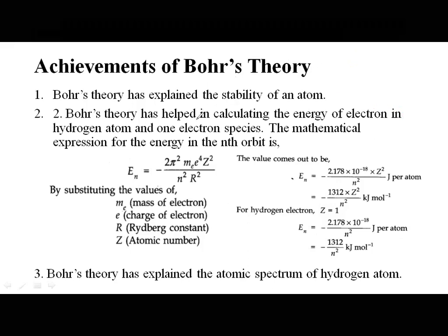So such species, such ions, are called hydrogen-like ions. And Bohr's theory was successful in explaining hydrogen-like ions also. The mathematical expression for energy was derived, and even for velocity and all. So for energy, the expression is minus 2 pi squared m e to the power 4 Z squared upon n squared h squared, where m is the mass of the electron, e stands for the charge of the electron, and Z stands for the atomic number. When you substitute all the constant things, Z only is not constant and n is not constant, because n varies as the number of orbits vary, and Z is the atomic number. It varies for different atoms. If it is hydrogen, it is 1. So the value comes out to these values. Bohr's theory has explained the atomic spectra of the hydrogen atom.